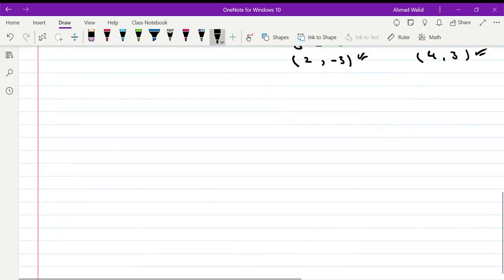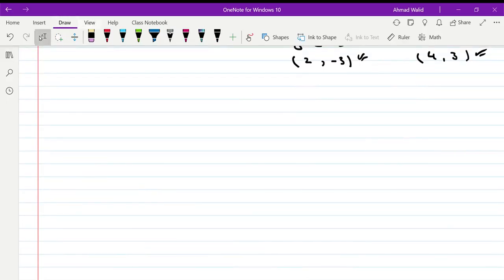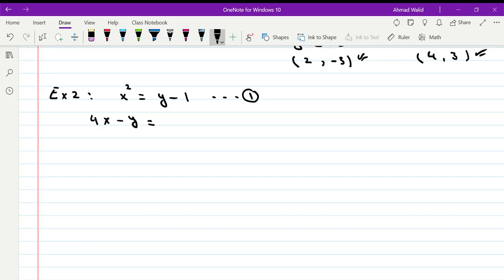Let me do another example for you. The second example, example number 2. Let me show you at least 2 examples. x squared equals y minus 1, equation number 1. And your equation number 2 is 4x minus y equals negative 1. Correct? Again, one of the equations is nonlinear and the second equation is linear.